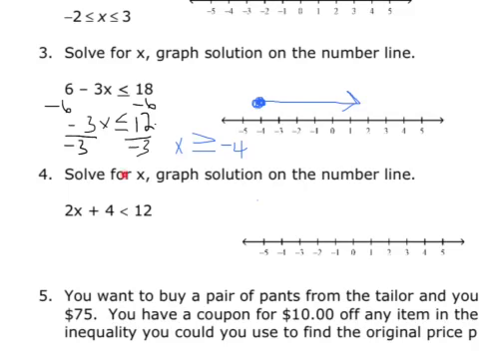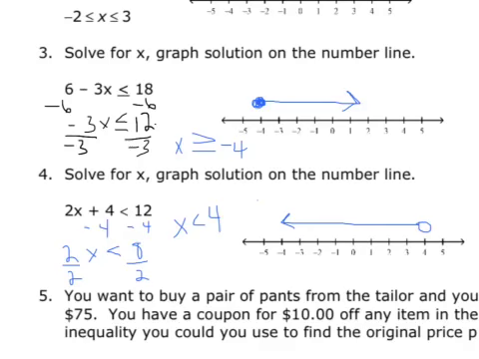Okay, number 4, solve for x, graph the solution on the number line. So first we need to solve for x, so we need to get x by itself. And we will move the 4 first. And we're left with 2x is less than 8. Divide everything by 2. And we end up with x is less than 4. So we're going to put an open circle above the 4, and all the values of x are less than that, so we draw an arrow moving in that direction.